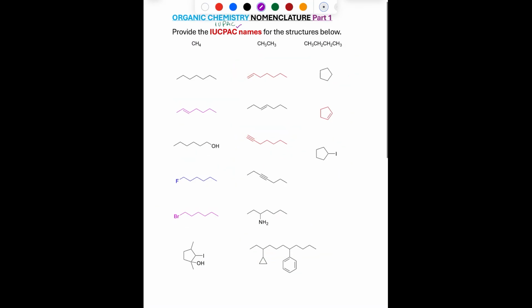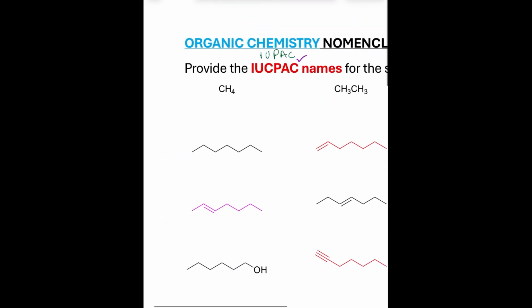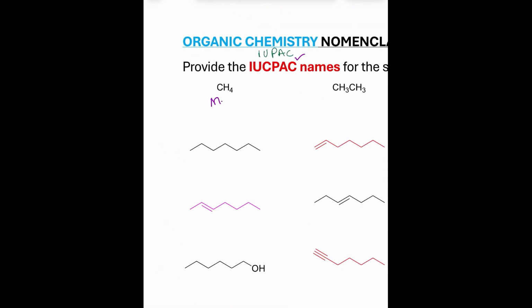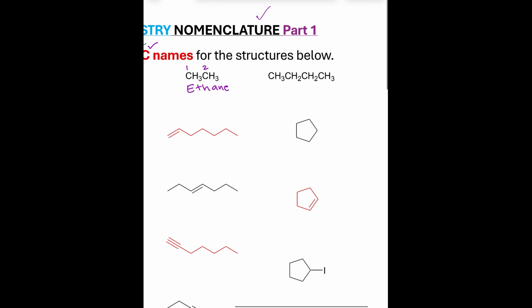So for alkanes, we count the number of carbons, and then the parent name ends with A-N-E. In this case, we have only one carbon, so that will be methane. This has 1 and 2 carbons, and therefore that's going to be ethane. This has 1, 2, 3, and 4 carbons, and therefore that will be butane. You see, they all end with A-N-E.